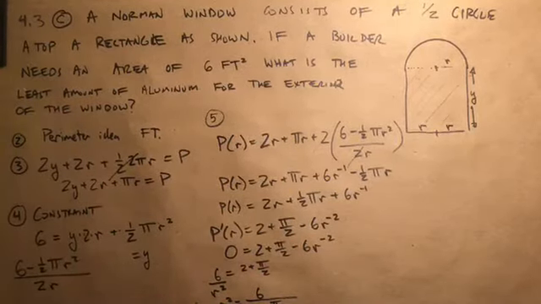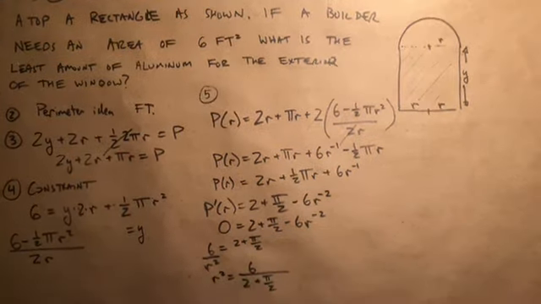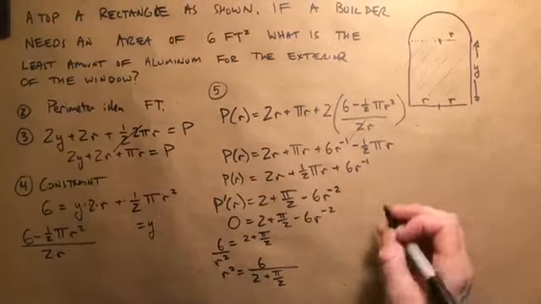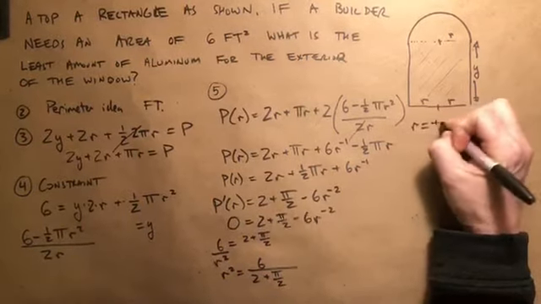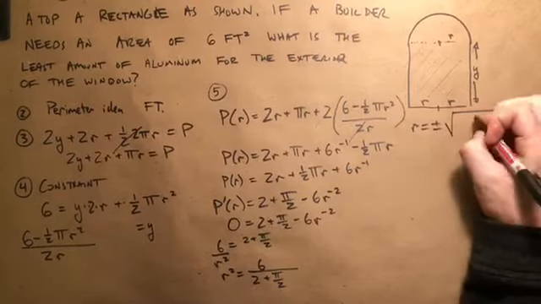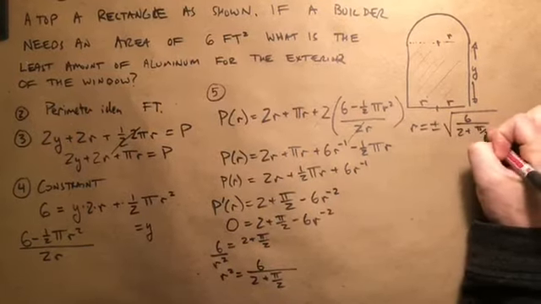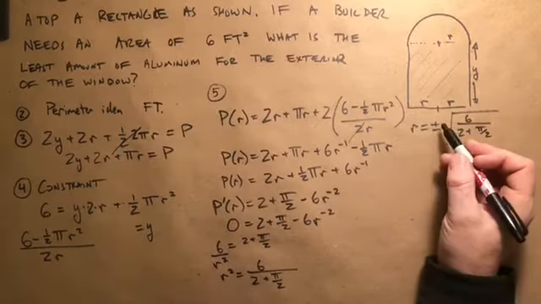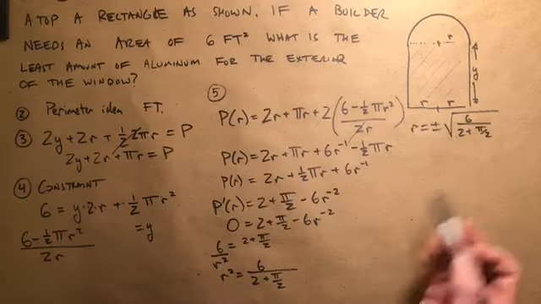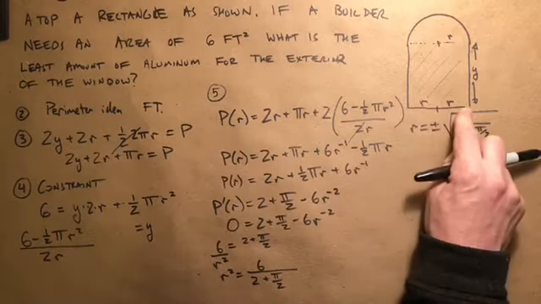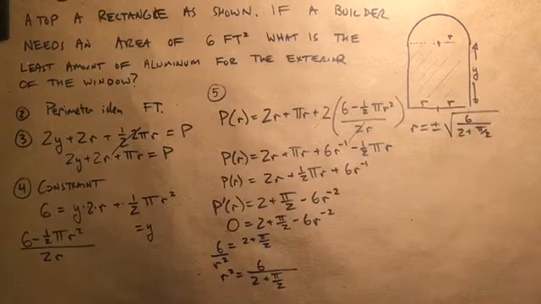Now, how do I solve for r? We're going to take the square root. And when we take the square root, we should probably include plus or minus. We'll do that up here. So r is equal to plus or minus the square root of 6 over 2 plus pi over 2. But really, that minus we can't use, because the radius has to be some positive value.